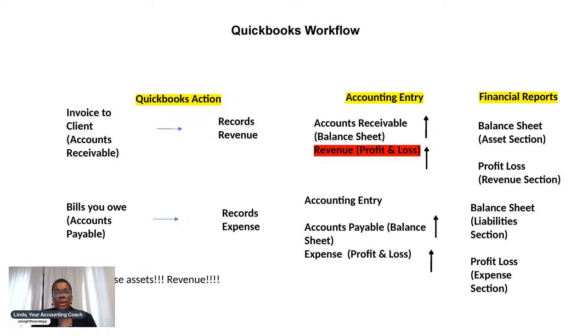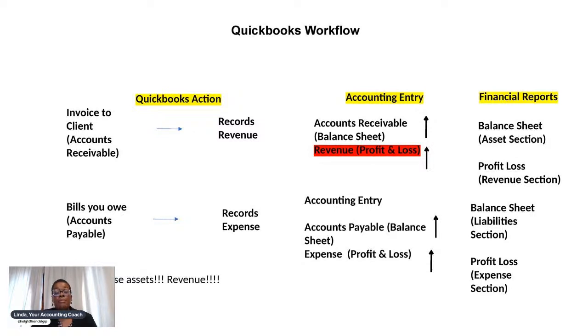So in accounting, the entry is always two-sided. So you always have a debit and a credit. If you look here on the right-hand side, that accounting entry increases accounts receivable, that's money owed, and it increases revenue. So once again, this is when you create an invoice.